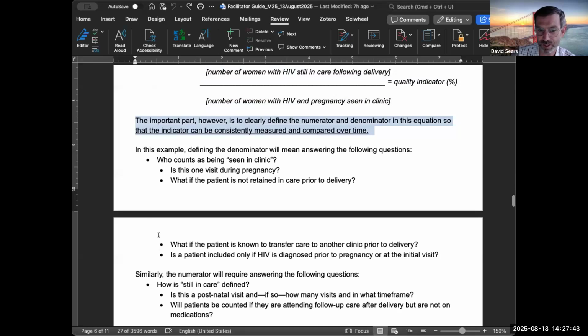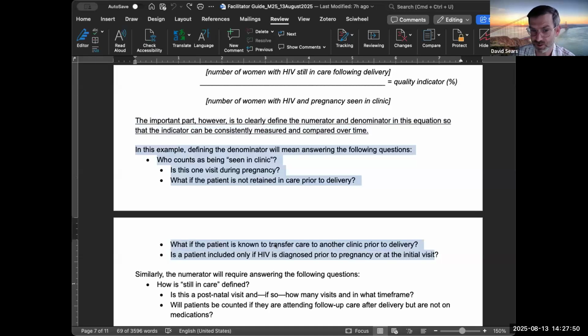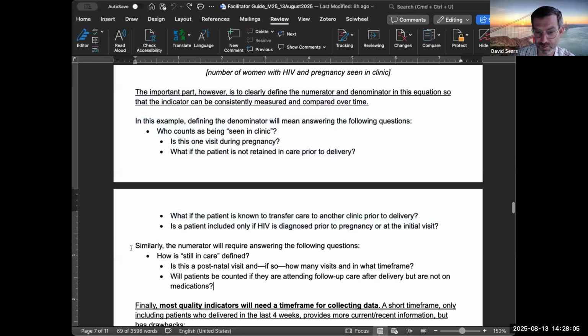And so there are some trade-offs to this. So for example, for the denominator, it's who counts as being seen in clinic? Is this one visit during pregnancy? What if they're not retained in care prior to delivery? If they drop out, do they go into the denominator or not? If the patient is known to transfer care to another clinic, that's good. They're still in care somewhere else. Do we count those patients, et cetera? So there are some trade-offs around the numerator and denominator. We don't want people to get bogged down too much in the details, but we do think it's important for people to know how an indicator is measured and some of the trade-offs.